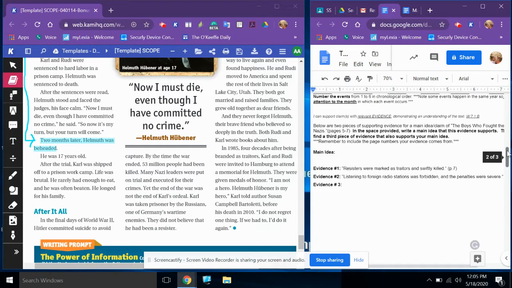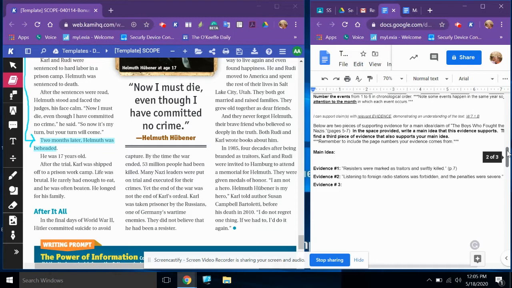Because we don't have that opportunity right now, as we're separated from each other, these are how you can get a 3.5 or a 4. If you want a 3.5, you need to respond below with a main idea and a third piece of evidence to complete this paragraph.